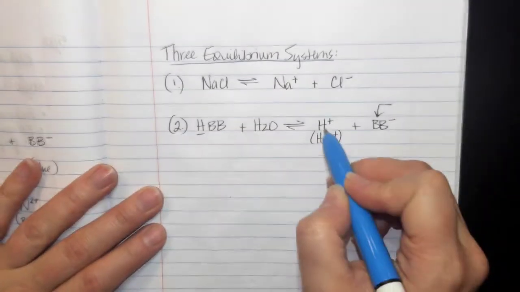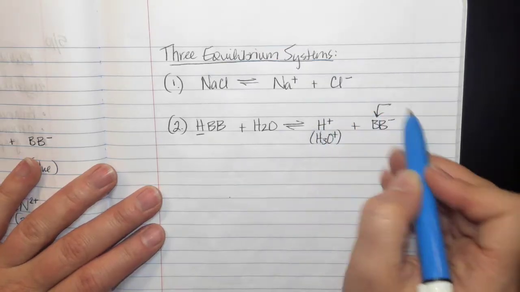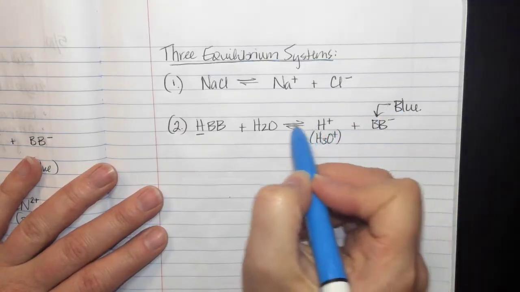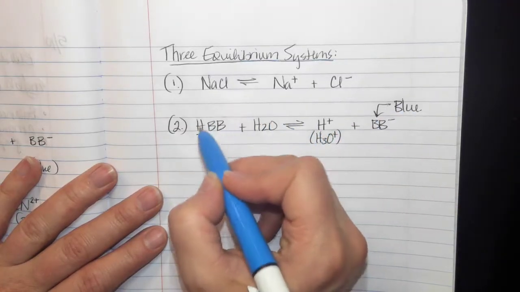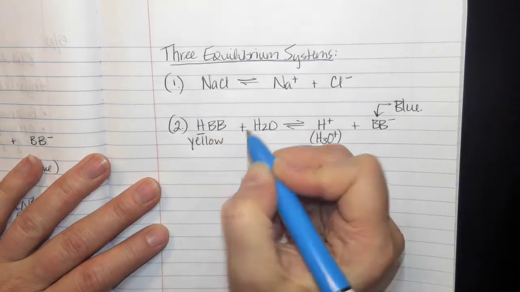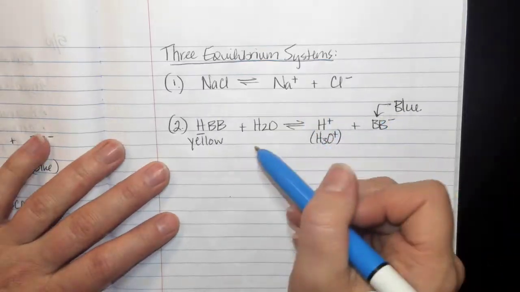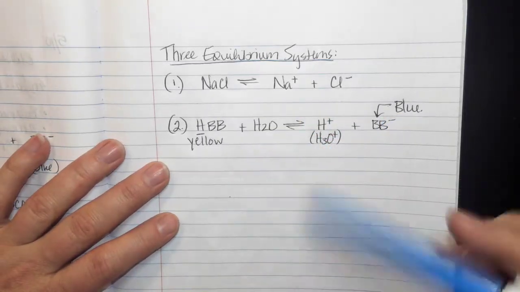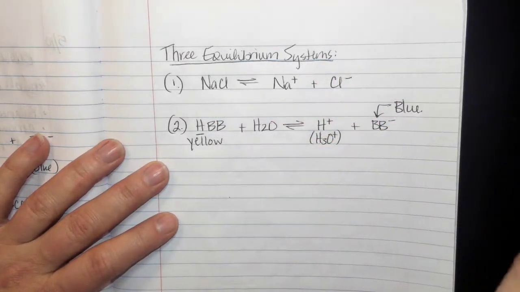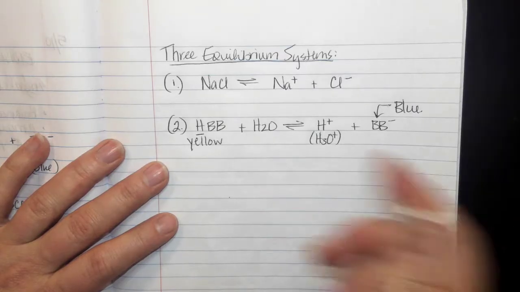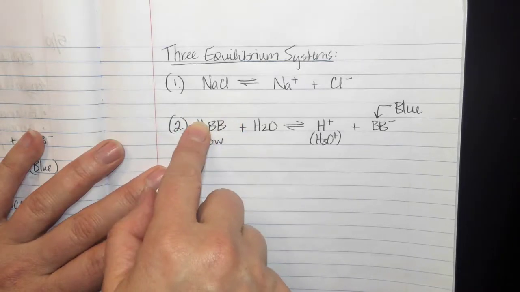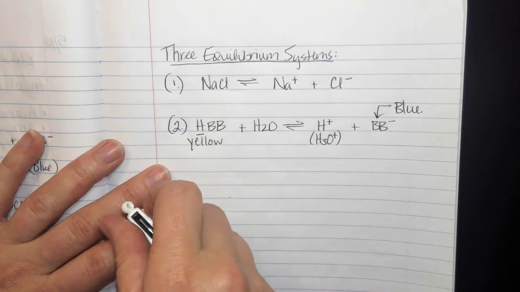Okay? If the solution favors this side, the solution will be blue in color. If the equilibrium favors this side, the solution will be yellow in color. Wasn't that a question on our test? Yeah. And yellow and blue make what color? And when it is transitioning between these two, you may see your solution turn green for a moment. When it's reached equilibrium, it's either going to favor this side and be blue, or it's going to favor this side and be yellow.